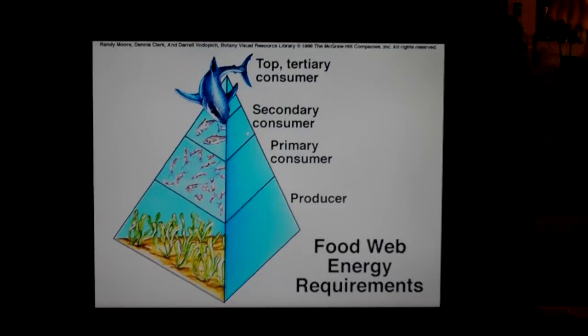So if we look here, we're looking at an energy food web. The food requirement of the tertiary consumer is going to be a lot more, because we're decreasing tenfold, than we're going to need for the primary or the secondary consumer.